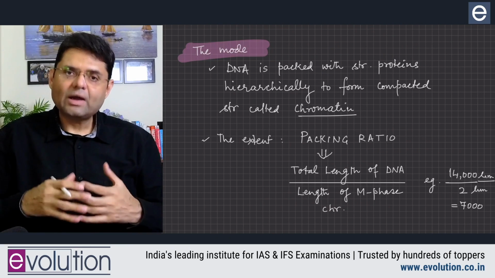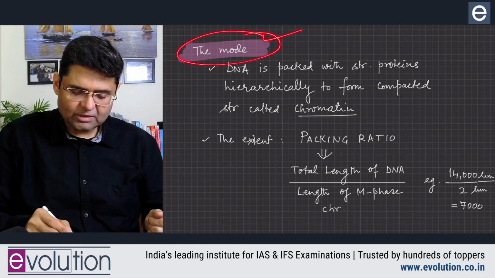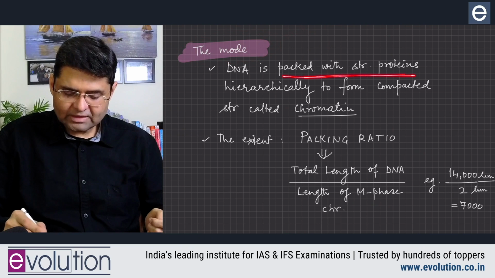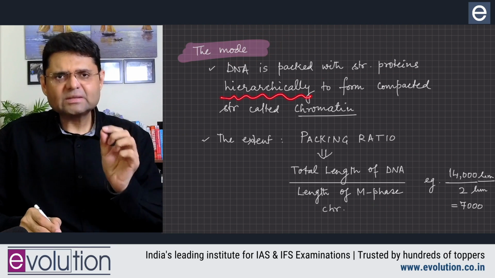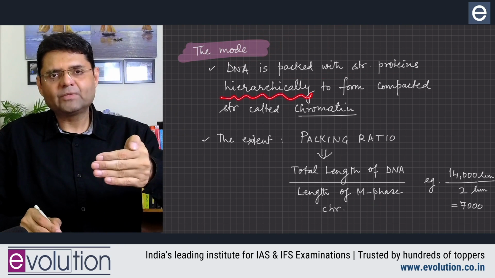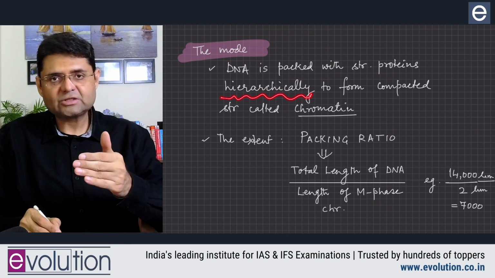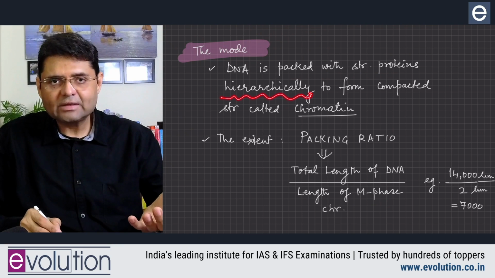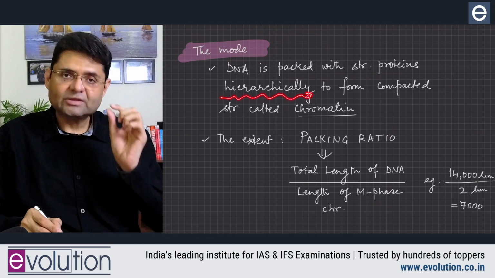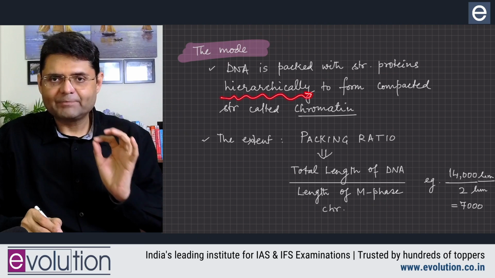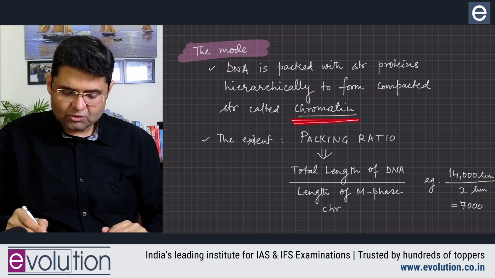Now, how is DNA packaged? After the need, we are coming to the mode. DNA is packed with structural proteins, and how? Hierarchically. It means the packing will happen step by step. First the DNA will bind with a set of proteins, then form a structure, then the next level of condensation will happen, then the next level of condensation. So this binding is hierarchical to form the completed compacted structure called chromatin.